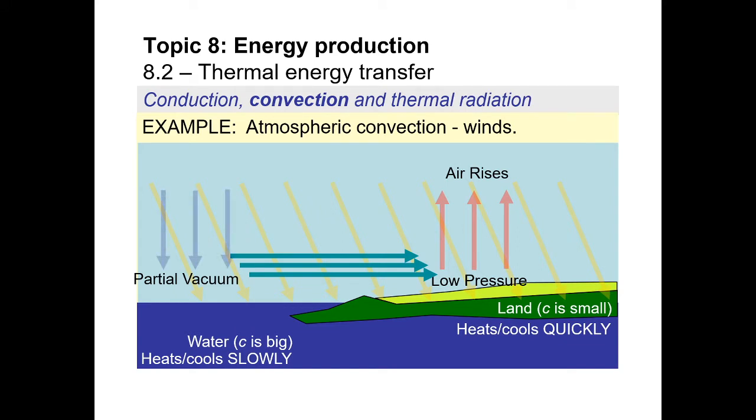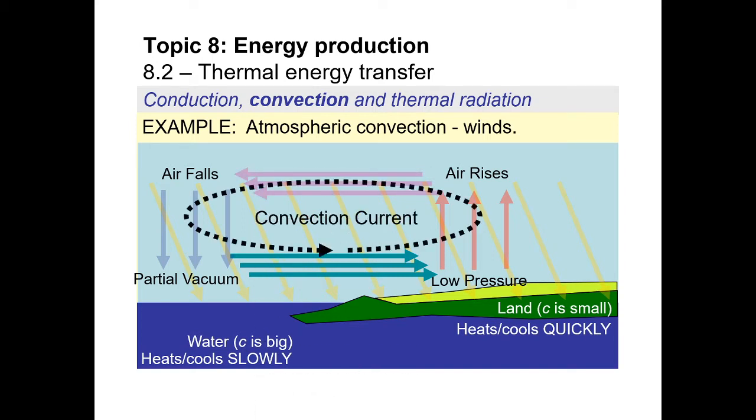Now, where does that air come from? It's coming from air that has been cooled from the sky. So that is the cooling air that's falling. Well, where does that air come from? That's the hot air that originally rose in the first place. So overall, you get this convection current.